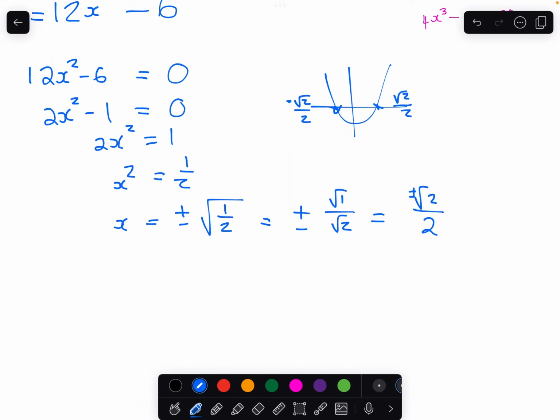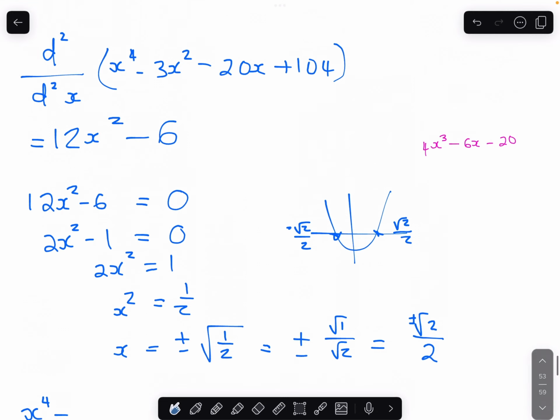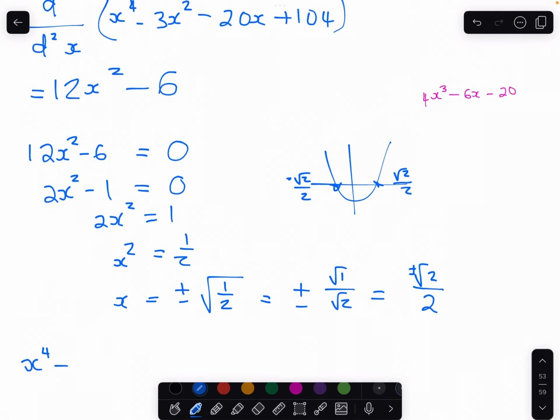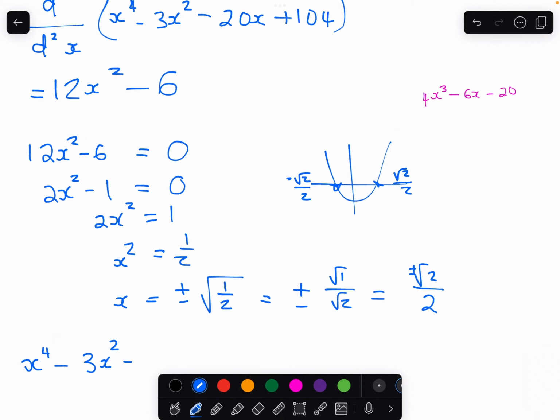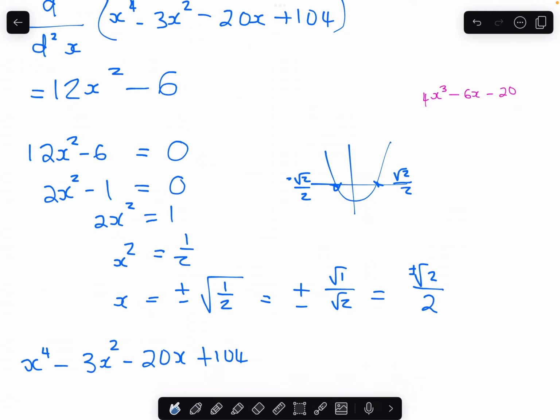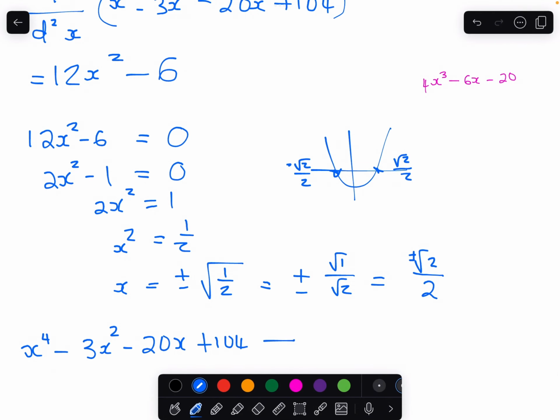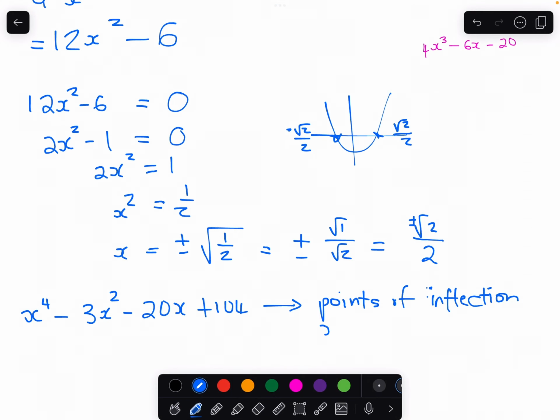So what is this telling us? This is telling us that the function x to the 4, and I really should just name this function, this is not really looking too good, but anyway, let's just pretend it is a function. This guy has points of inflection that occur at x is equal to plus or minus root 2 over 2, right?